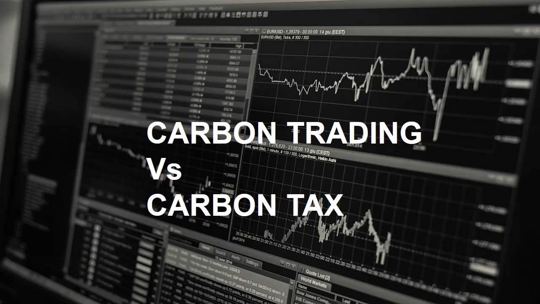Okay, let's compare both approaches. Under carbon tax, the price of emitting a unit of pollution is set, but the total quantity of emissions isn't. Therefore, a carbon tax ensures everyone knows the price being paid for each unit of carbon dioxide emitted, but the actual quantity of emissions remains uncertain. Conversely, carbon trading provides certainty about the quantity of emissions, but the costs of achieving these reductions stay uncertain.